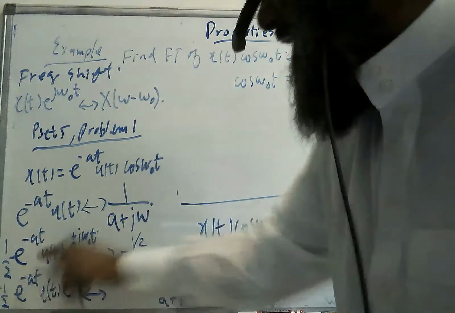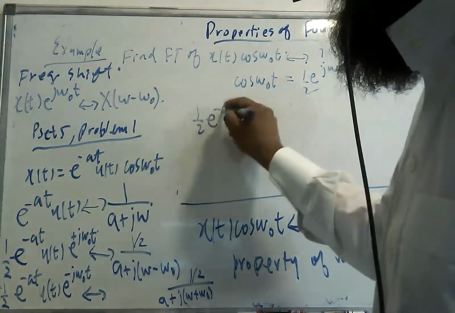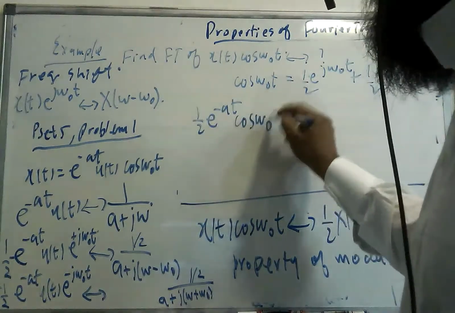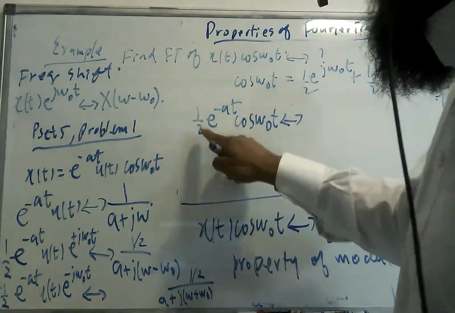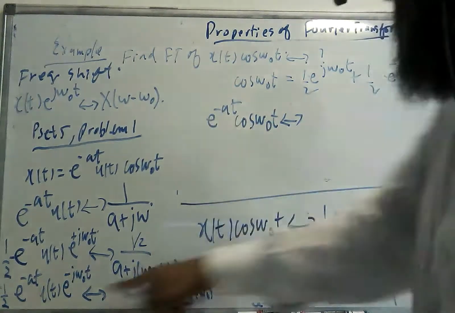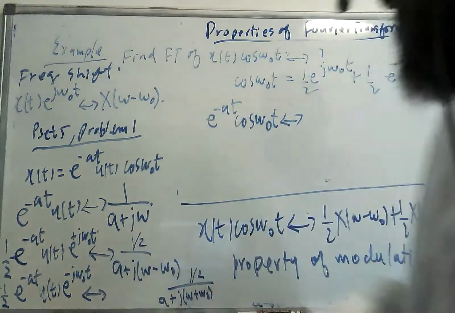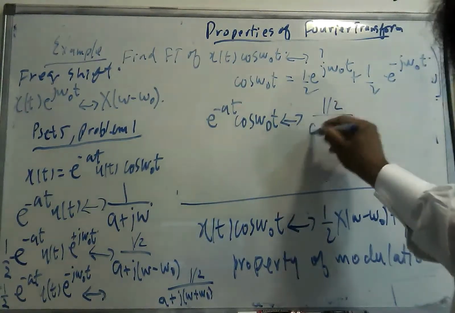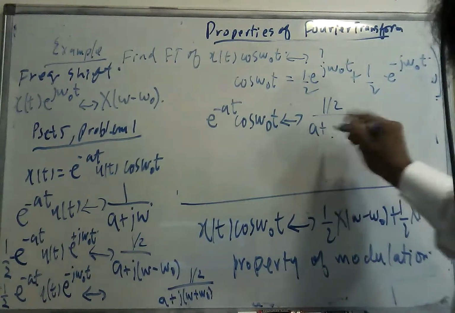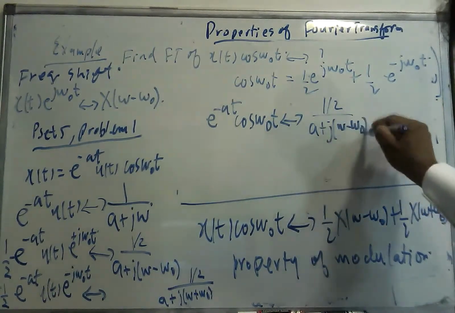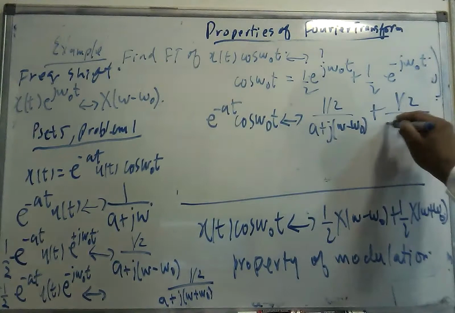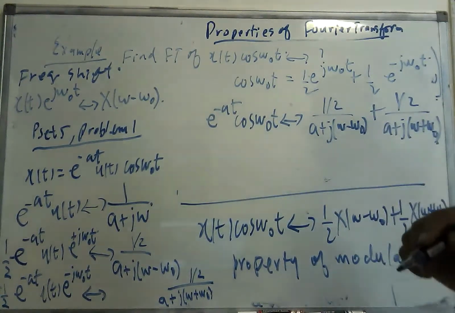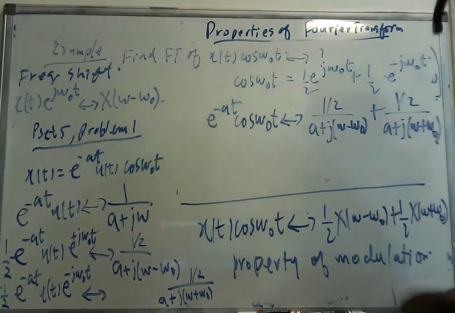So on the left hand side I have 1 over 2 e raised to power minus at. When I add these two, I will get the cosine, because 1 over 2 plus 1 over 2 with the minus exponential will be cosine. On the right hand side I will get 1 over 2 times 1 over a plus j omega minus omega naught plus 1 over 2 times 1 over a plus j omega plus omega naught. So this is the Fourier transform.